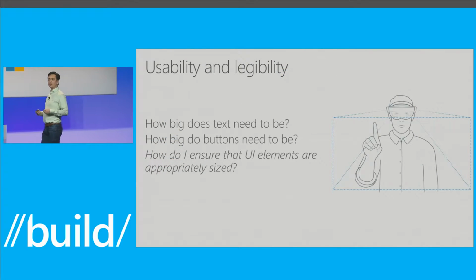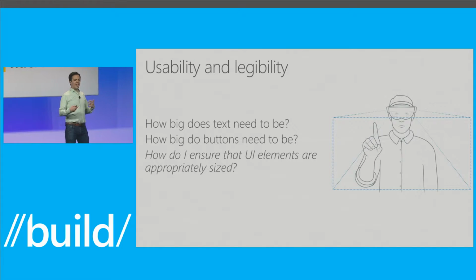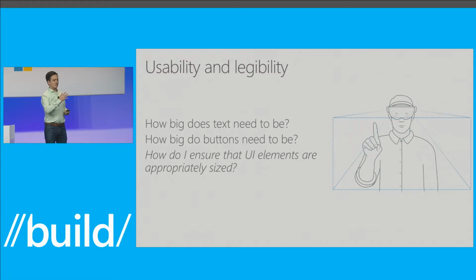So let's move on to usability and legibility. You might be wondering, how big do I make text? What's the legibility of holograms? How big do I need to make buttons so users can target it using their heads? I mean, you all know how big to make a button for a touchscreen. You make it the size of the tip of your finger. But you're probably not very familiar yet with how users actually target things using gaze.